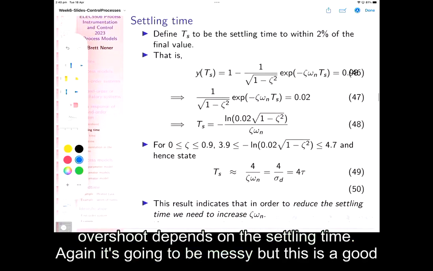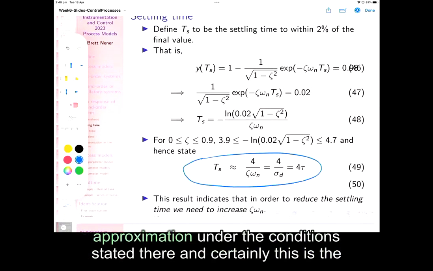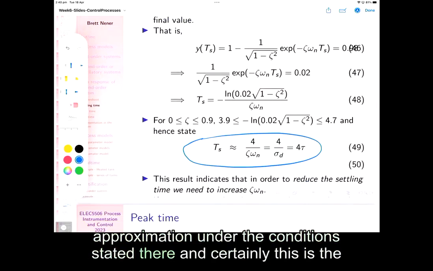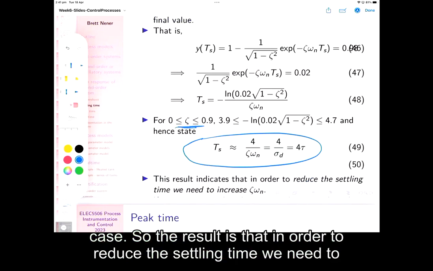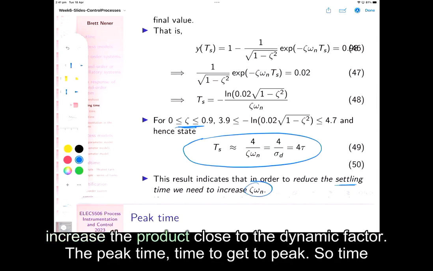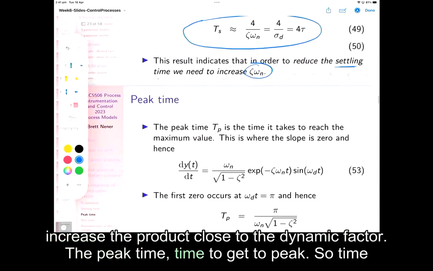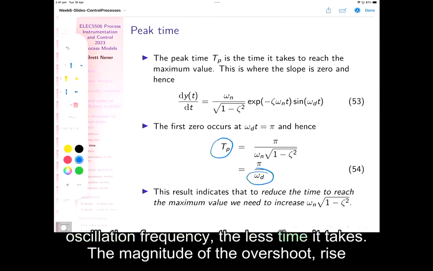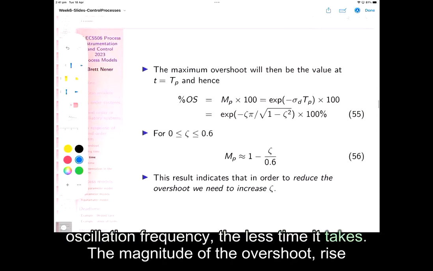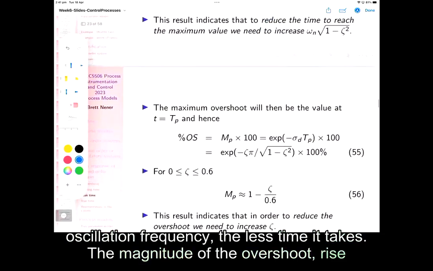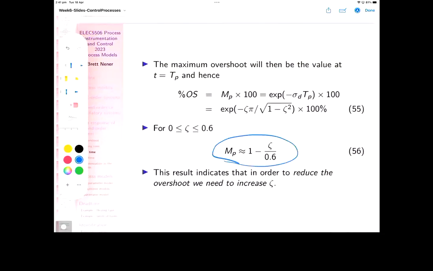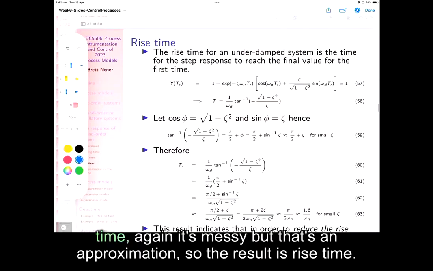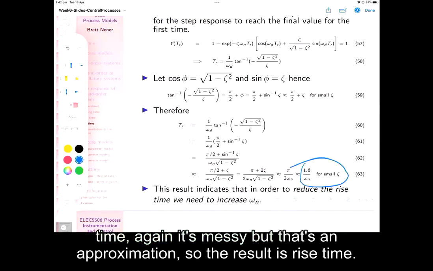So the decay depends on the damping factor, and the overshoot depends on the settling time. Again, it's going to be messy, but this is a good approximation under the conditions stated there. So the result is that in order to reduce the settling time, we need to increase the product of natural frequency and damping factor. The peak time, the time to get to the peak, depends on this oscillation. So the higher the oscillation frequency, the less time it takes. Sorry, that was the settling. No, that was the overshoot. Okay. The magnitude of the overshoot and the rise time, again, it's messy, but that's an approximation.